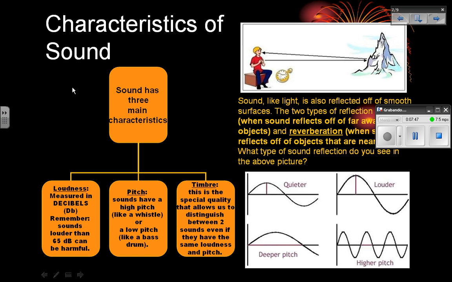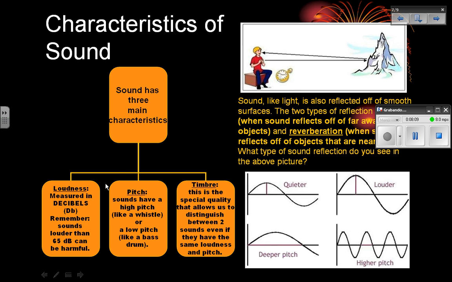Let's talk about some of the different characteristics of sound. Sound has three main characteristics that you need to remember. The first one is loudness. Loudness is measured in decibels, which is abbreviated dB. Remember, sounds louder than 65 decibels can be harmful.